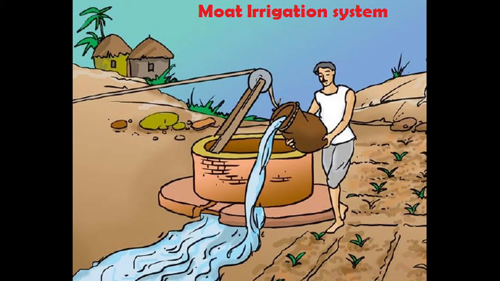Okay, you can see one person is standing and pouring the water down. They will take the water from the well using a pulley. Another name for moat is pulley system. Okay.